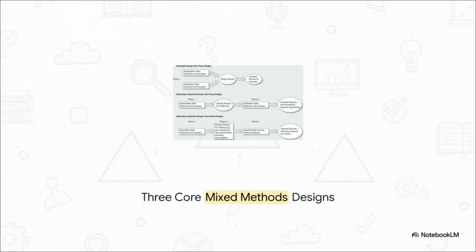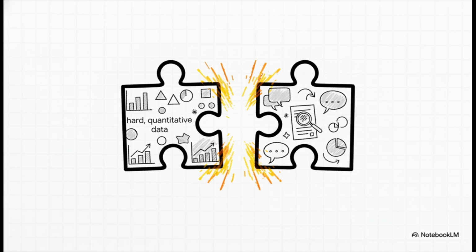And third, an exploratory sequential design just flips that. You explore qualitatively first to build a theory or an instrument, and then you test it out quantitatively. A really brilliant example of this in action is Vikstrom's 2003 study.